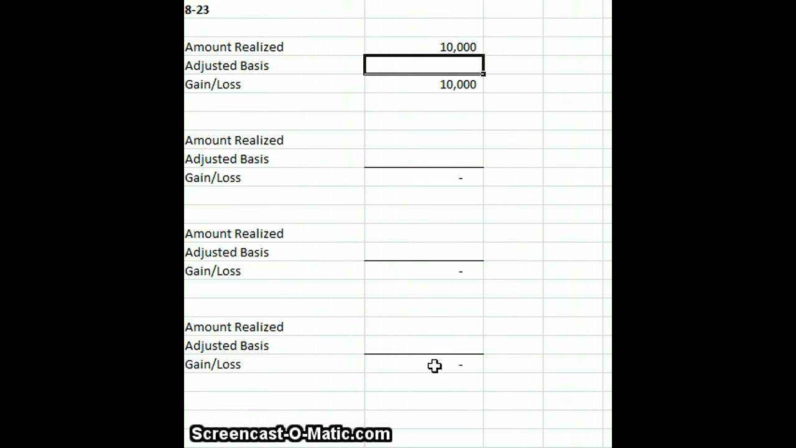Okay, so our first case, letter A, our amount realized in our sale was $10,000. Our adjusted basis is going to be equal to our cost of $20,000 minus our depreciation of $7,315. So our $12,685 is going to be our adjusted basis. And I am going to copy that down because that is not going to change all the way through.